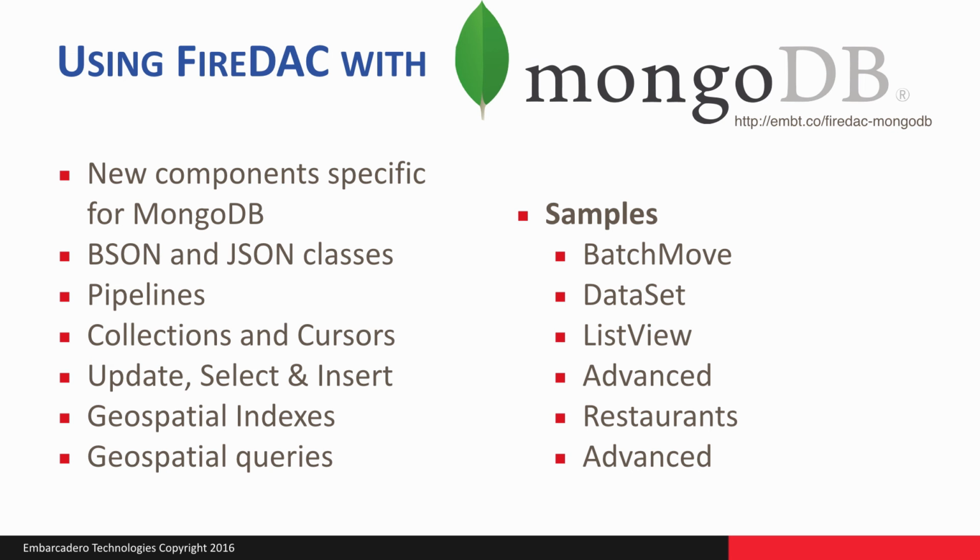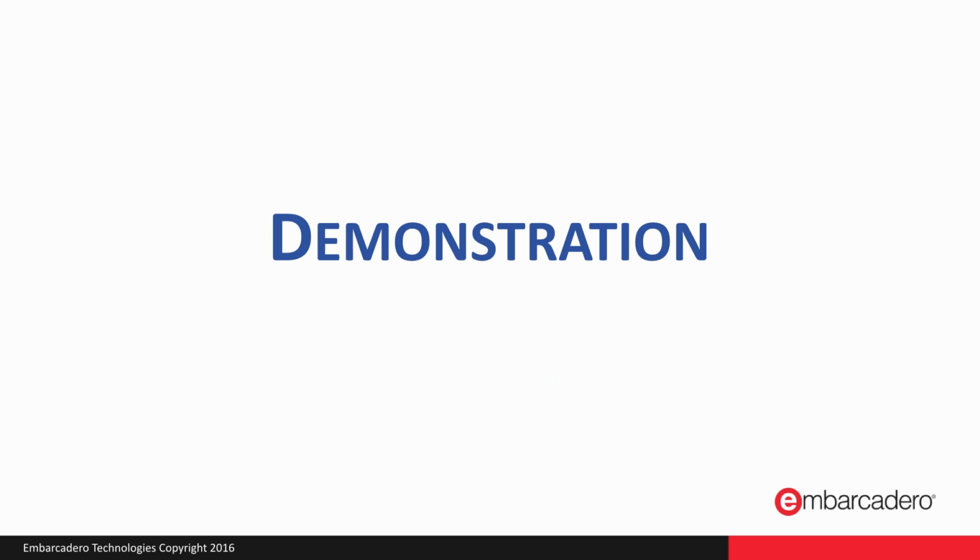For example, geospatial indexes and geospatial queries allow you to do queries and say, hey, how close is this latitude and longitude to another latitude and longitude? And it takes into account curvature of the earth and everything. Lots of cool stuff. That's not unique to MongoDB. It's available in other databases as well, but still a very, very cool feature. So let's take a look at some of this in action.